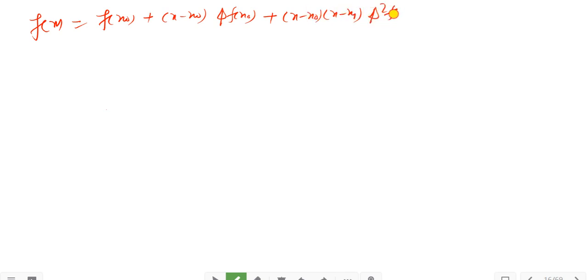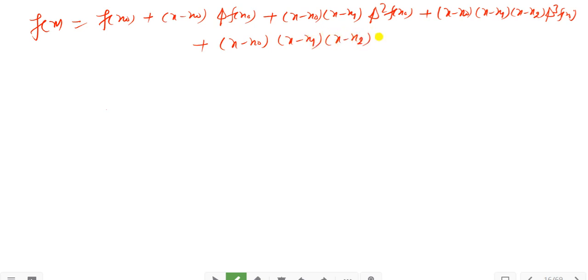formula. So by using Newton's divided difference formula, f of x is equal to f of x naught plus x minus x naught, first order divided difference on f of x naught, plus x minus x naught, x minus x1, second order divided difference on f of x naught, plus x minus x naught, x minus x1, x minus x2, the third order divided difference at f of x naught, plus x minus x naught, x minus x1, x minus x2, x minus x3, the fourth order divided difference on f of x naught.